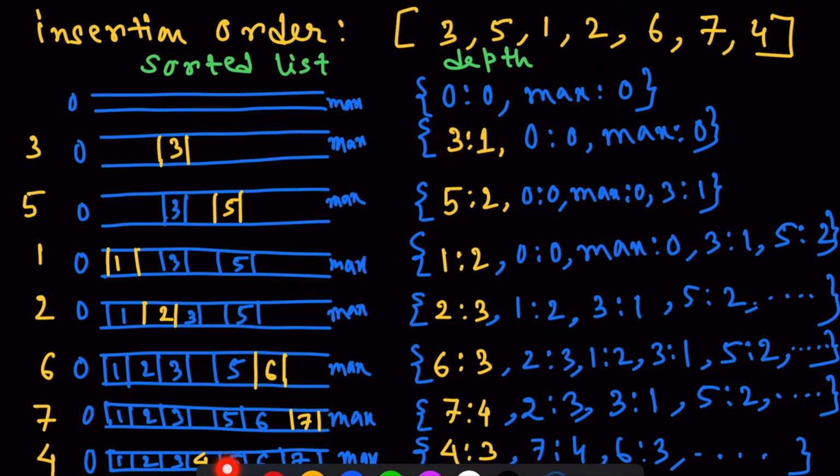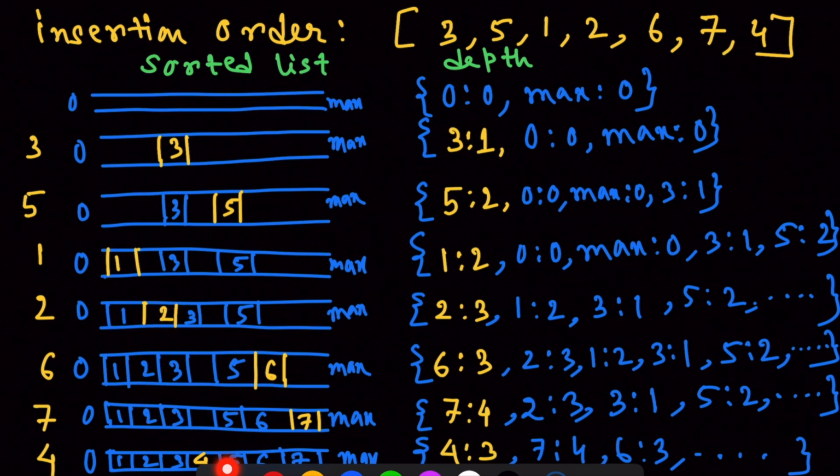So depth of 5 will be 1 plus 1, 2. Next I am inserting 1. Its left is 0, right is 3. So 0 has depth 0 and 3 has depth 1. So depth of 1 will be 1 plus 1, 2.